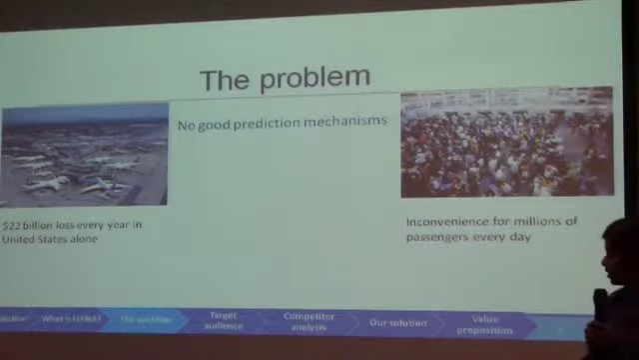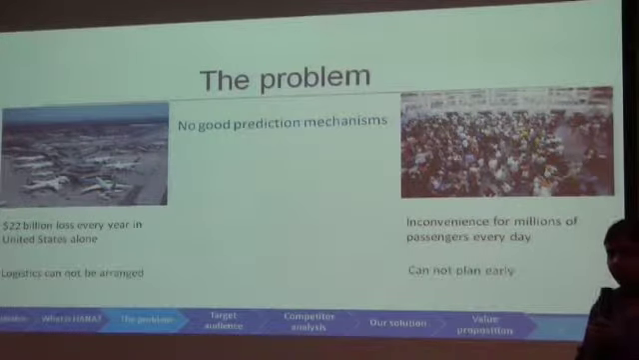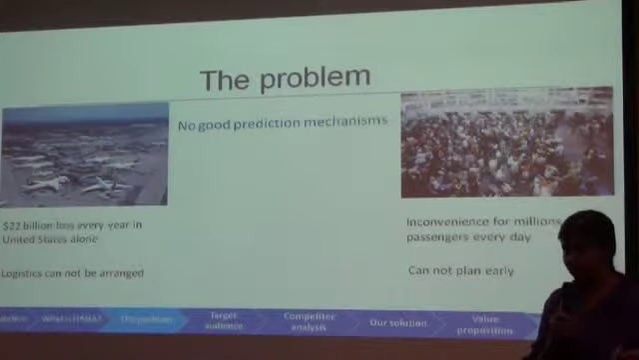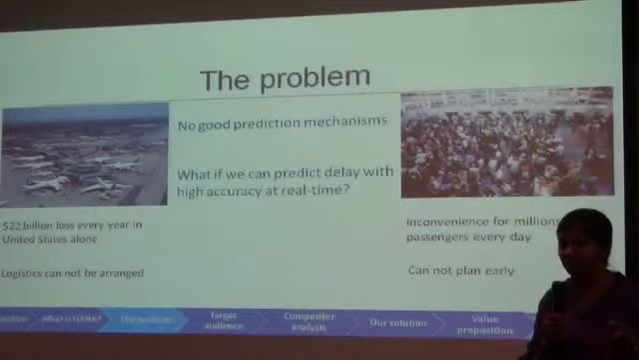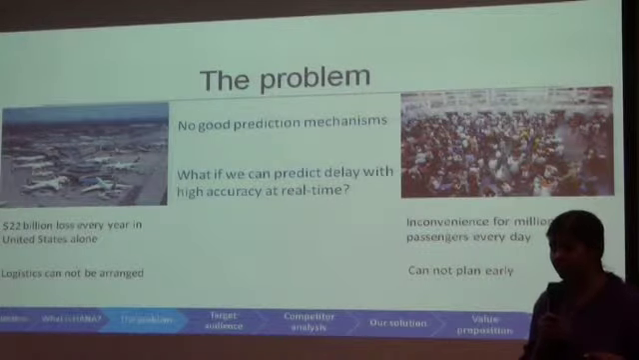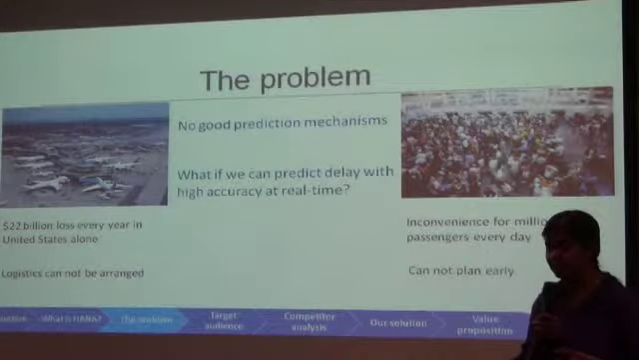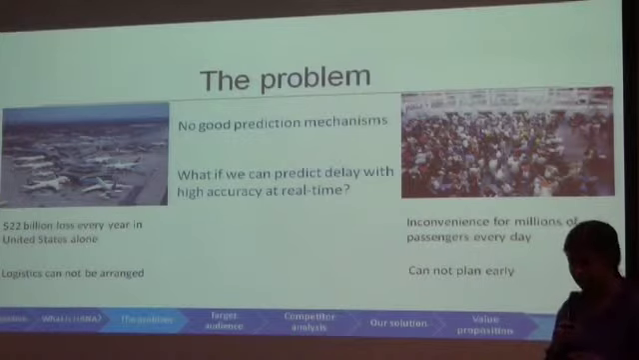One of the major problems is that there's no good prediction mechanism. So what we thought is if there is something like that, then logistics can be arranged by the airline industry, passengers can plan early, and maybe life can be simpler. So we went ahead to see if we can predict delay with higher accuracy and in real time so that people can react to it and plan early.